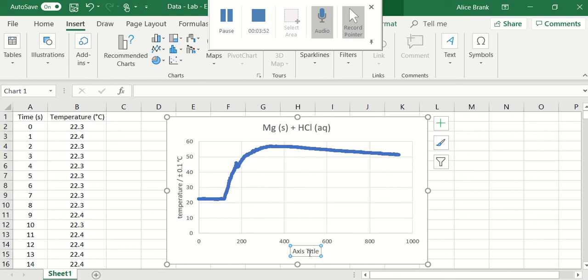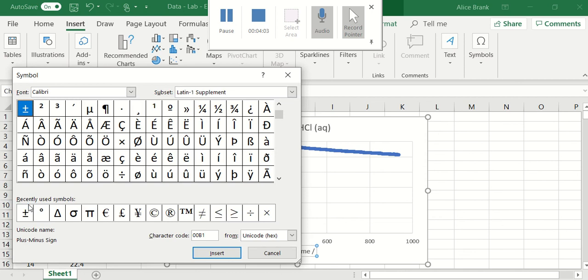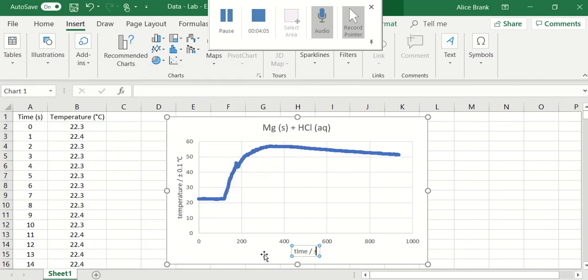Then what am I plotting on the x-axis? Time. So plus or minus 1 second.